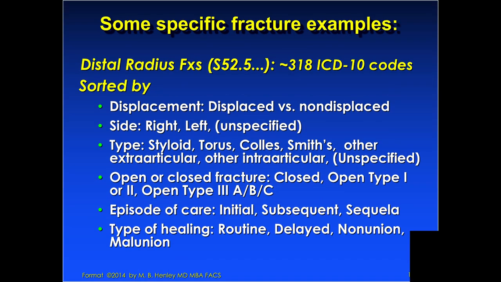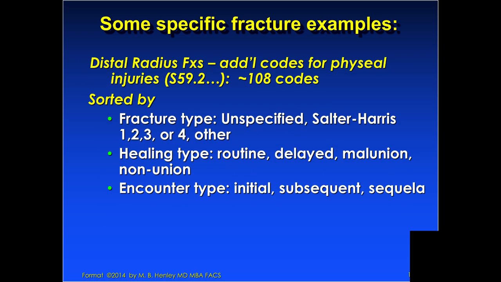So let's see some more on specific fracture examples. Distal radius fractures: there are 318 codes for distal radius fractures, and they're sorted by whether displaced or non-displaced, right and left. The type of fracture has to be specified, whether it's styloid, in the kids, torus, Smith's, Colles', whether it's open or closed and how open it is, the episode of care, and the type of healing.